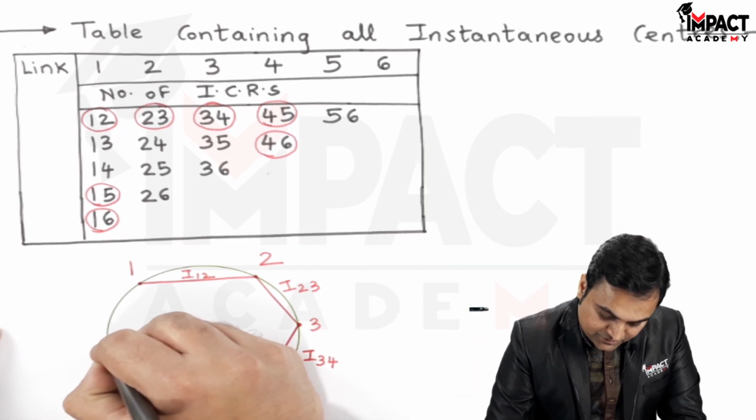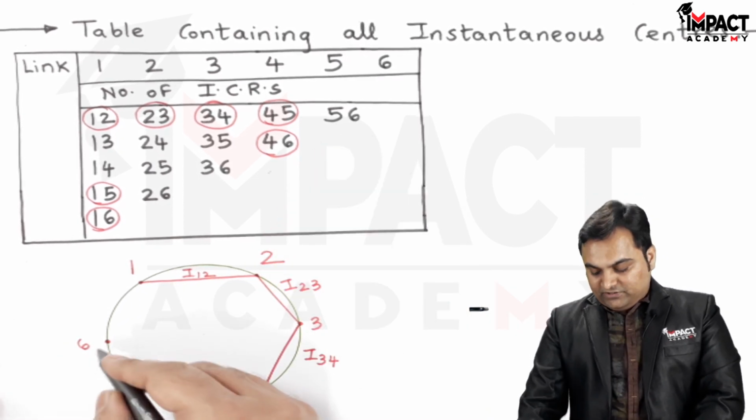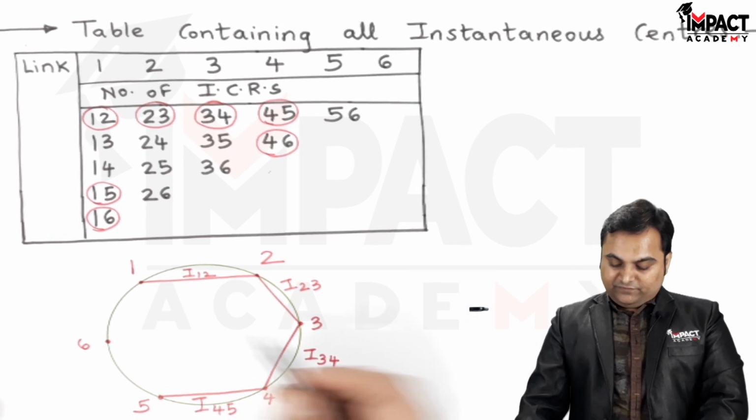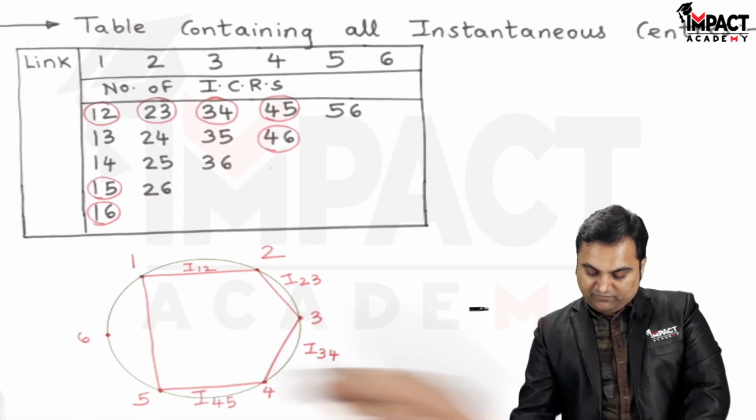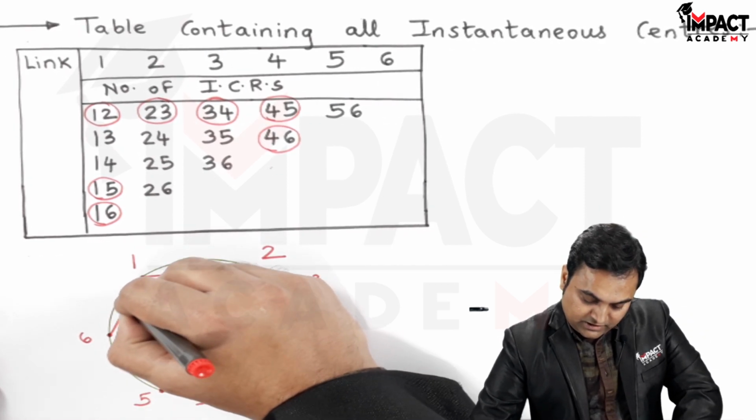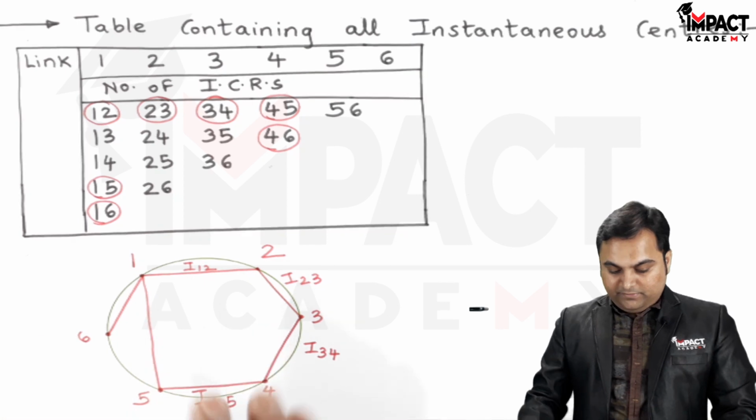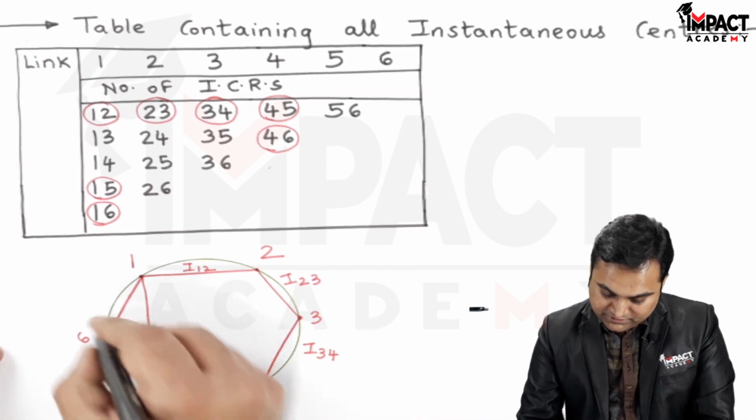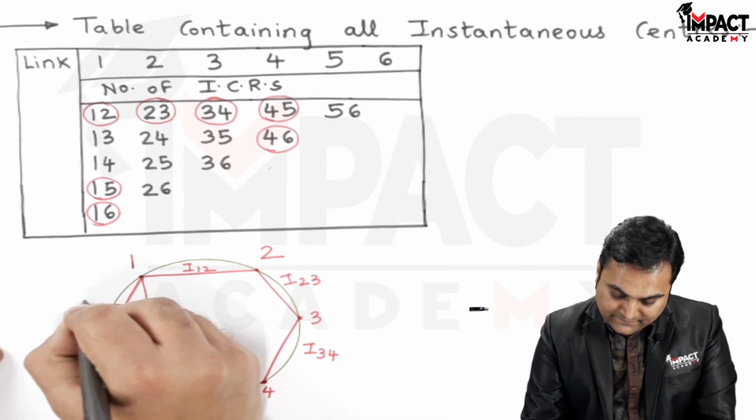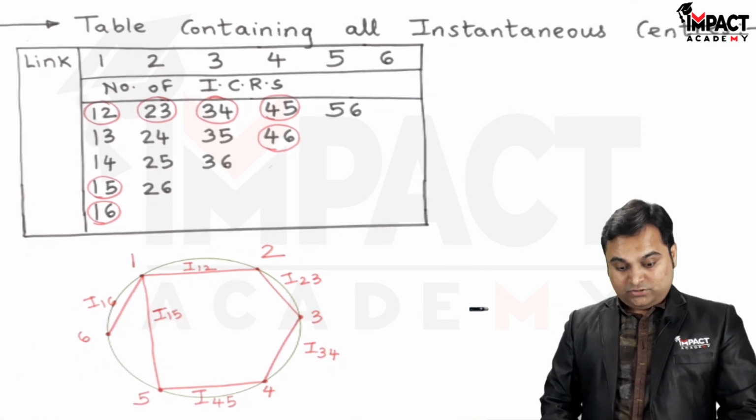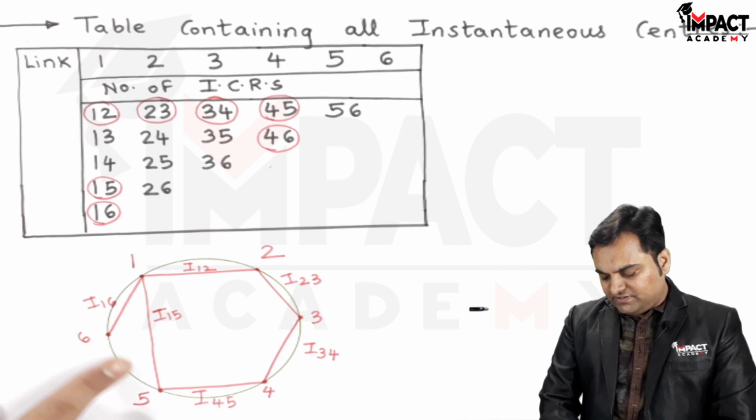Next, here I am just marking 6, but I56 is not there with us, so this won't be connected, but instead of that I would be connecting 1-5 and 1-6. So 1-5 and 1-6 are to be connected. Then we have to find the remaining ICRs. I'll just write over here, this is I15 and I16.